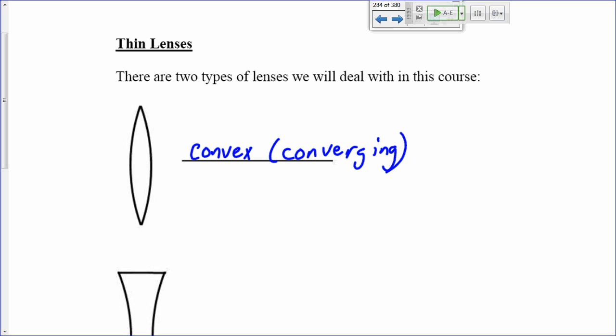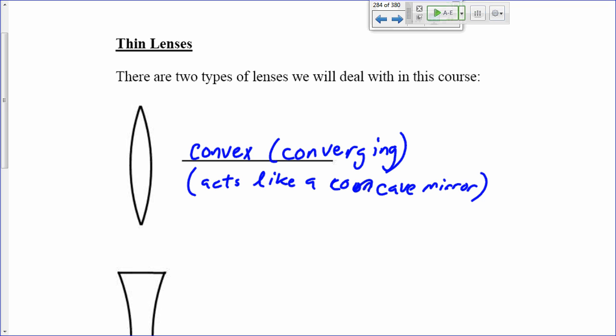Because the convex lens is a lot like the concave mirror. We'll see this when we do the ray diagrams. This thing acts a lot like the concave mirror, so I'm going to put that in parentheses. It acts like a concave mirror. That is, remember the concave mirror had those three scenarios? It could either produce a real, virtual, or no image at all. We'll see that with convex lenses as well.